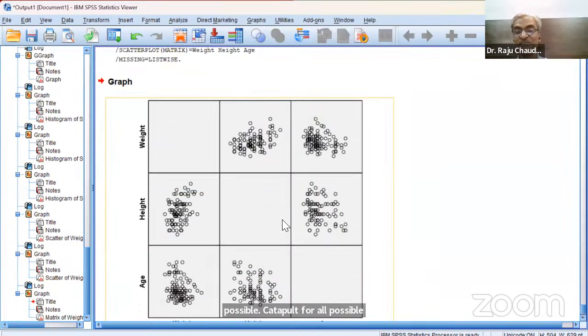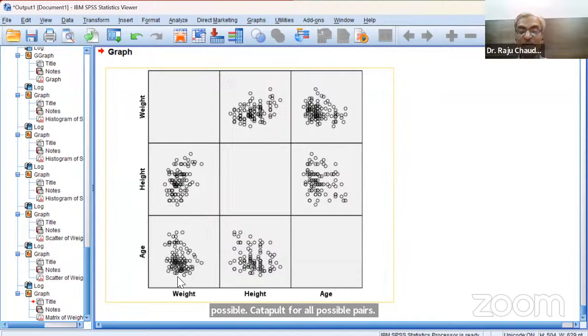Okay. So look at this, right? So weight is compared with weight. So this one is blank, that diagonal, right? So here these are blank, right? So this one is age with weight, age with height, right? Height with weight, right? And this is weight with height and so on, right?